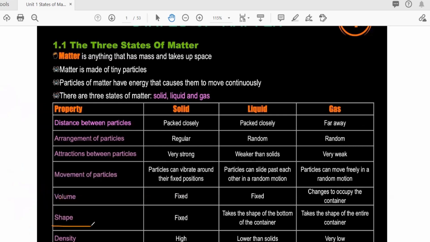If you talk about the shape, solids have a fixed shape, their shape does not change. But if you talk about liquids, they take the shape of a container. For example, if a liquid is in a beaker, it will take the shape of the beaker. If a liquid is in a jar, it will take the shape of that one. If it is in a glass tube, it will take the shape of the glass tube. So the liquid will take the shape of the container in which you keep it. And the same goes with gases. The gases also take the shape of the container in which you keep them.